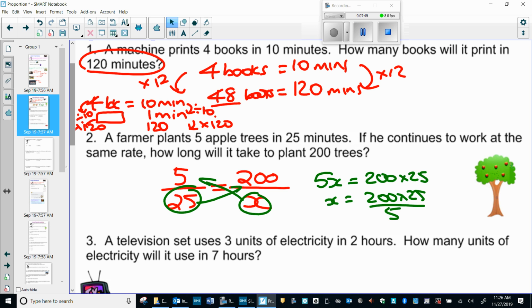So always look at the question. If you've got apple trees, 25 minutes, and then the question asks about trees, make sure you've reduced that side to the 1. That's why on this one here, because I had 4 books, which was 10 minutes, and because my question was asking about minutes, I reduced the minute side to be a 1. Okay? All right, ladies, I'm going to give you time to have a go at some of those questions, and then we'll come back.